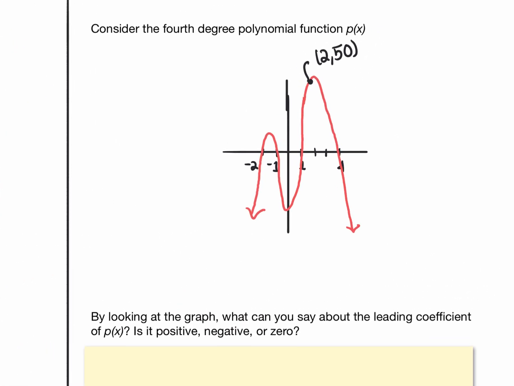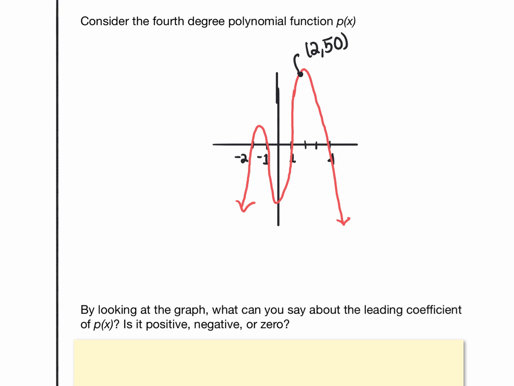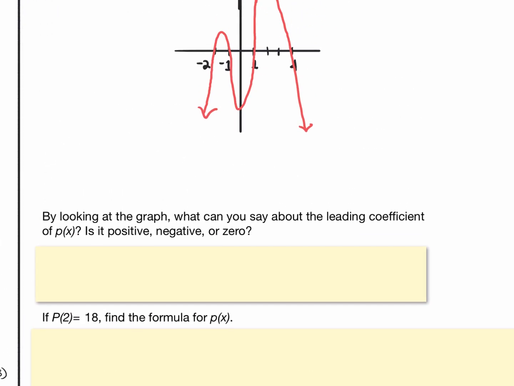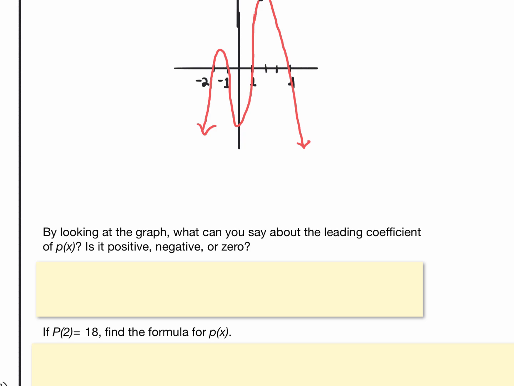So first we're going to consider this fourth degree polynomial. We're told that this point here, 2, 50, that the graph goes through it. This shouldn't be 2, 50 though. It should be 2, 18. Sorry about that. So by looking at the graph, what can you say about the leading coefficient of P of X? Is it positive or negative?